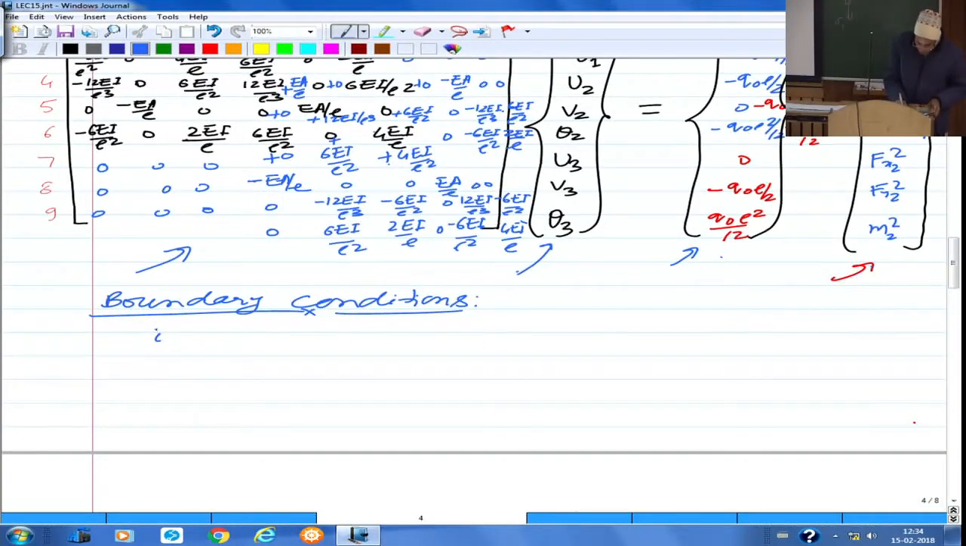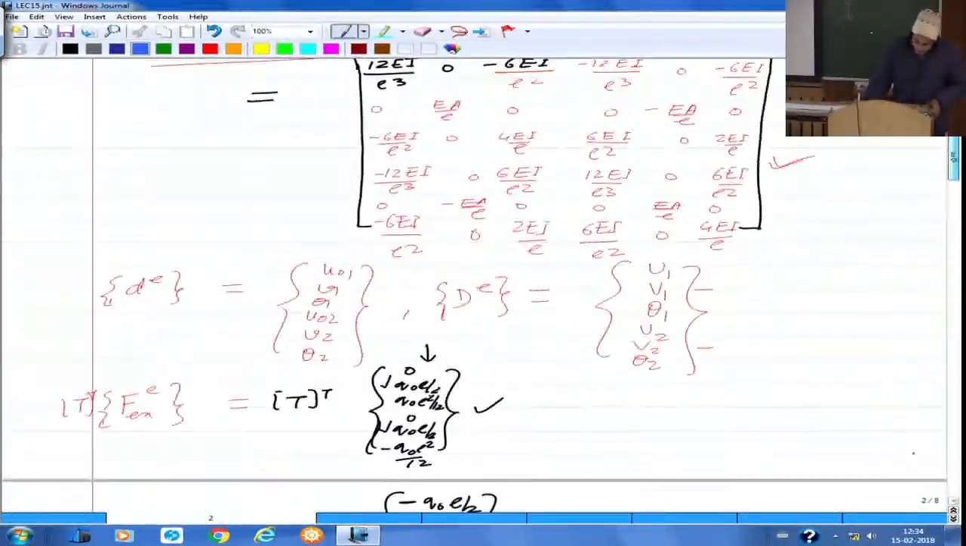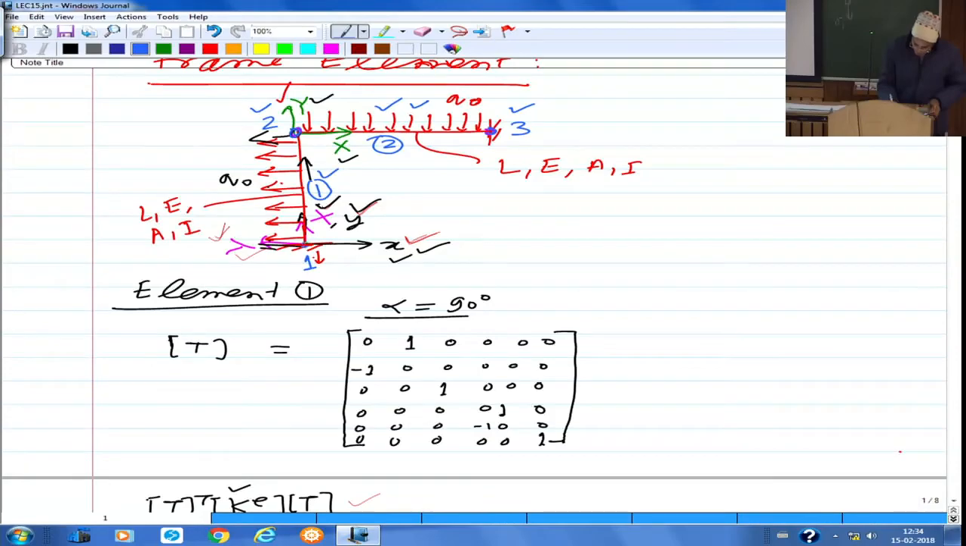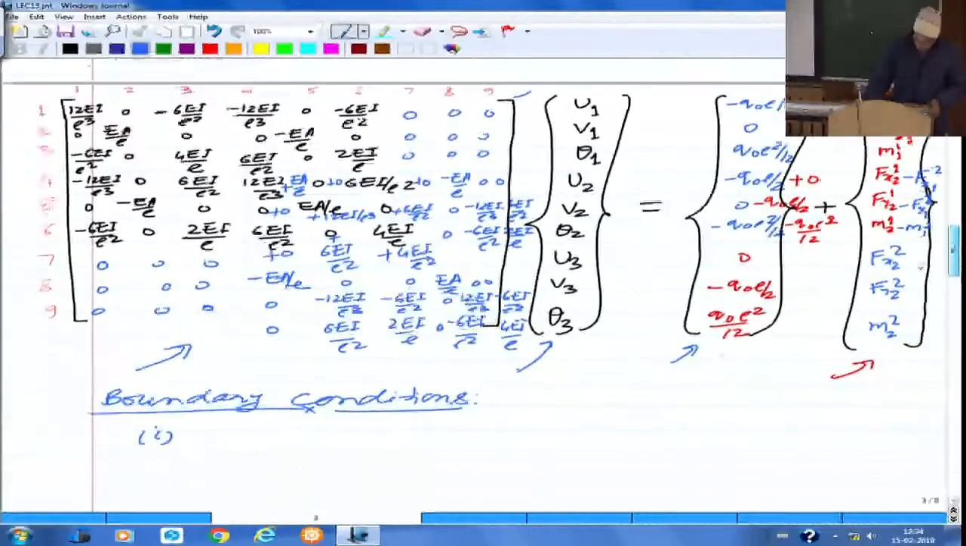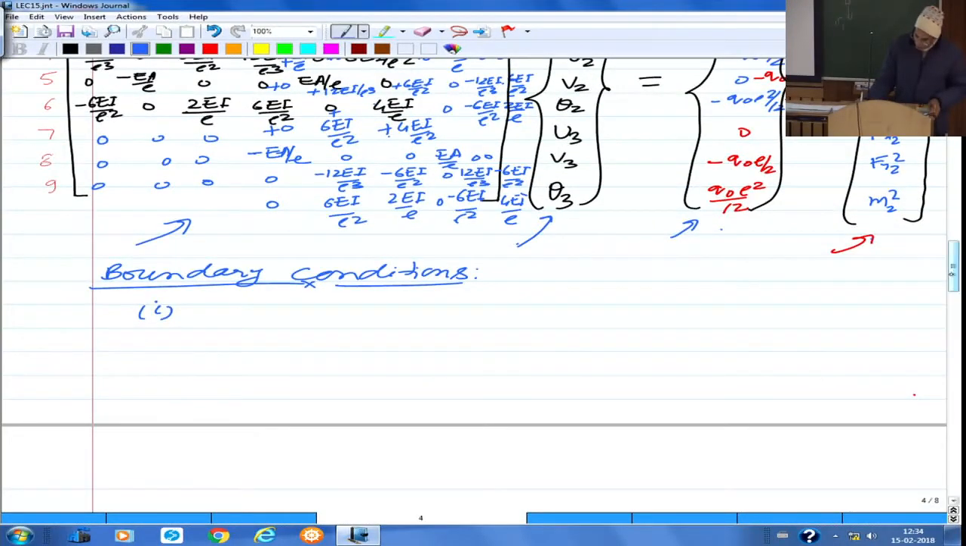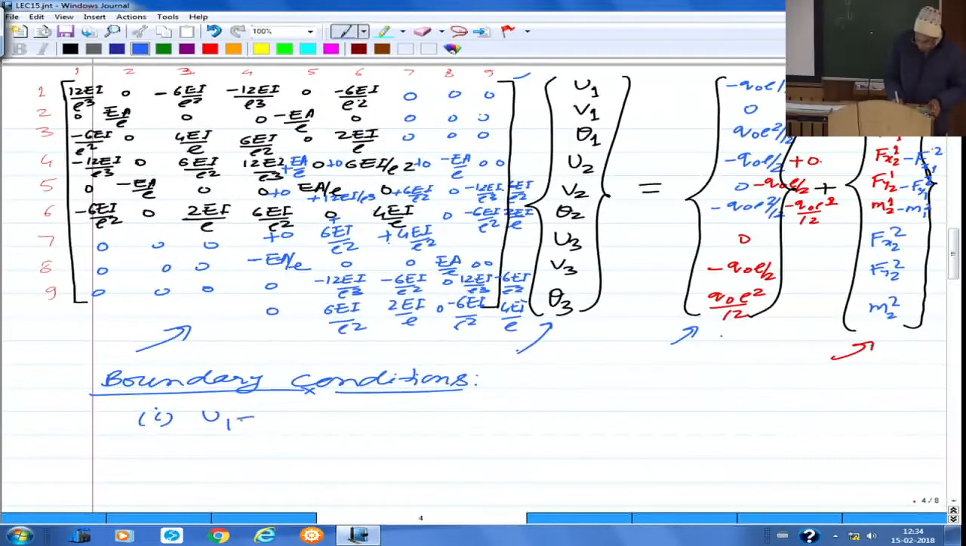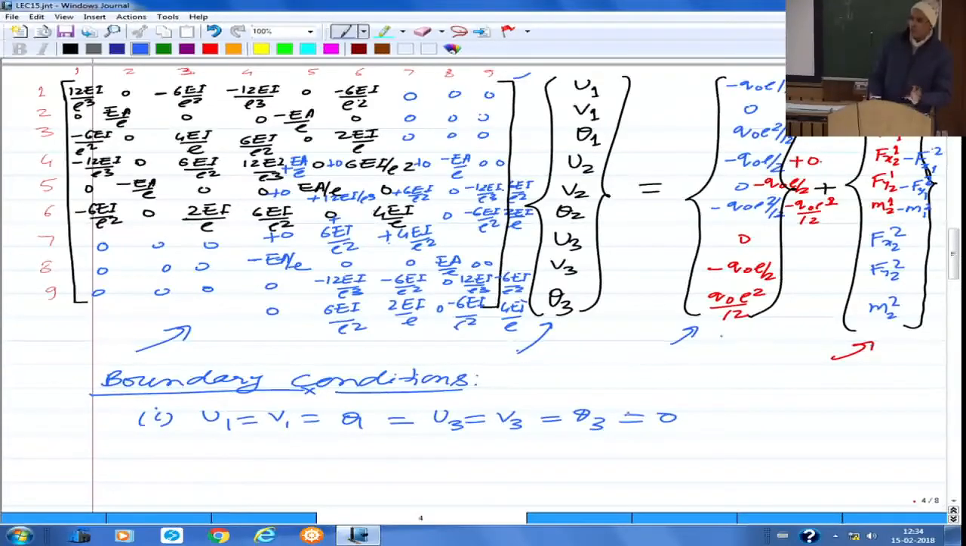So now what are the boundary conditions here? The problem at hand, we said this end is fixed, this end is fixed. So fixed means at global nodes 1 and 3, all the displacements and rotations would be 0. So u1 is equal to v1 is equal to theta 1 is equal to u3 is equal to v3 is equal to theta 3, these are all equal to 0. Because both the ends are fixed, the global displacements along global x, y and rotation about z are going to be 0.